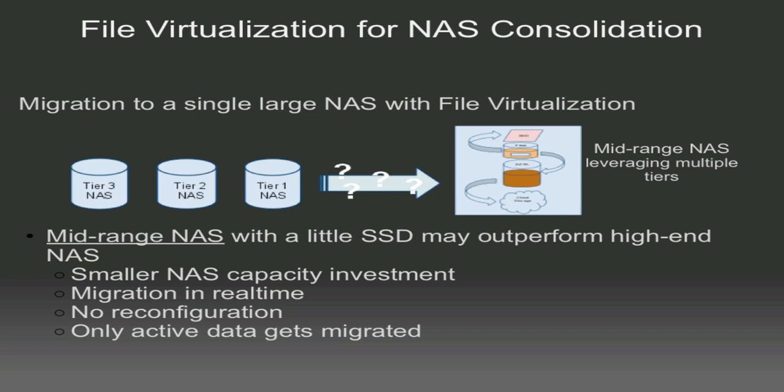And this mid-range NAS with a little SSD can outperform a higher-end NAS. It makes for a smaller NAS capacity investment. Again, it allows you to migrate in real time, so totally transparent. No reconfiguration to your hundreds, if not thousands, of users. And again, you can set it up so only active data gets migrated. Why move all the old stuff to a new box? Let it stay at that existing tier.